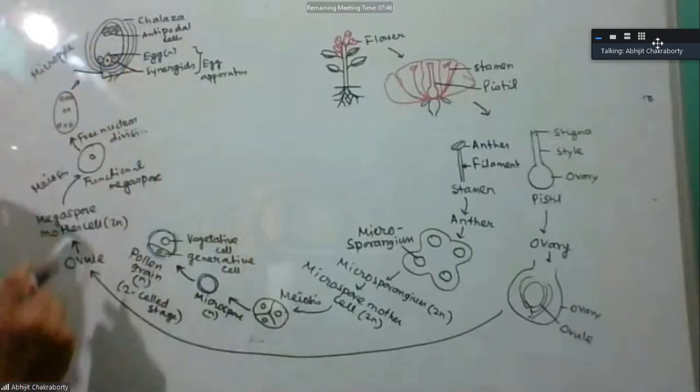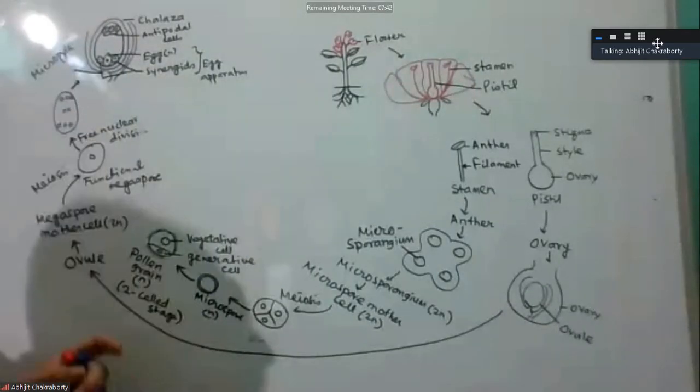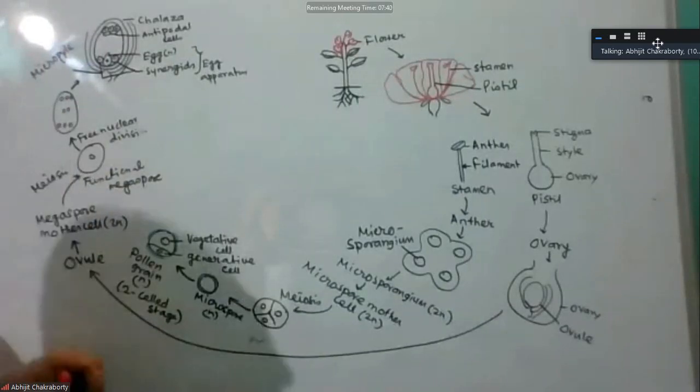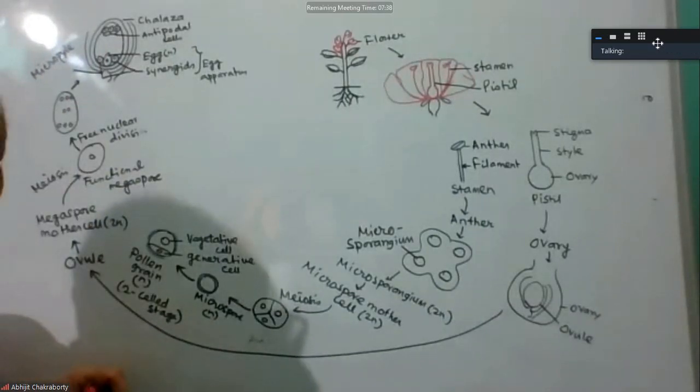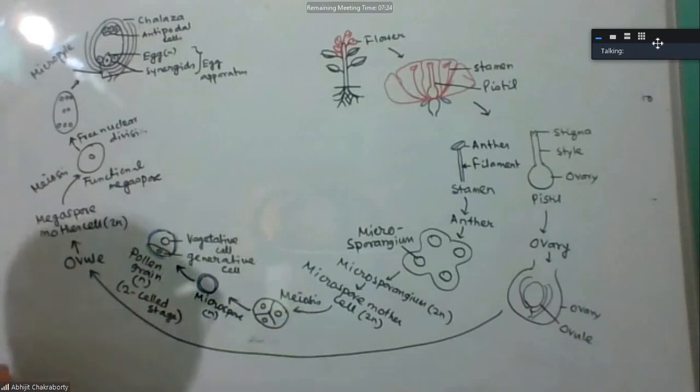So in this way we get the megaspore inside the ovule. Who asked me about the archegonium? Do you know, is archegonium required now? What happens?